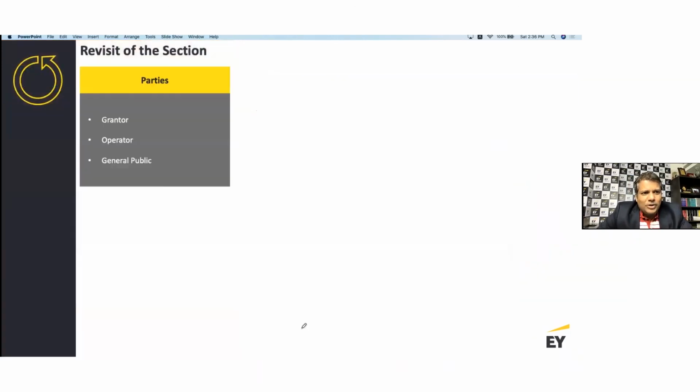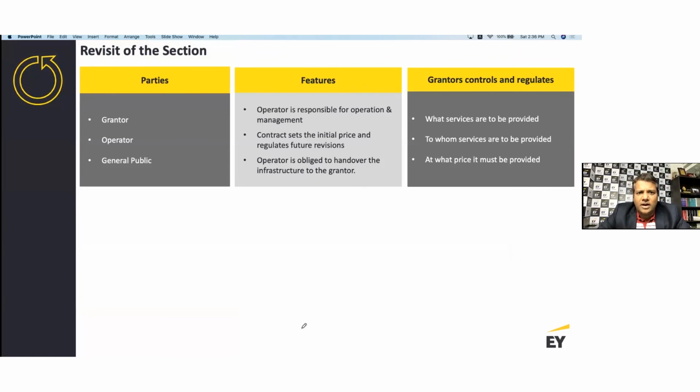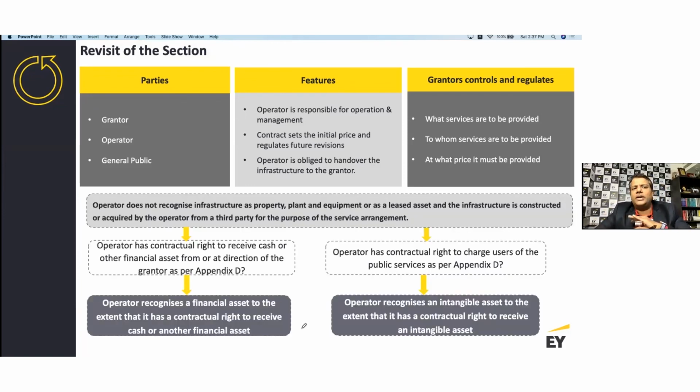Awesome. So let's quickly summarize what we've talked about. There are three parties: the grantor, the operator, and the general public. The operator is responsible for operation and management. The contract sets the prices. The operator is obliged to hand over the infrastructure. The grantor decides what services are to be provided, to whom, and at what price. An operator does not recognize infrastructure as property, plant, and equipment.